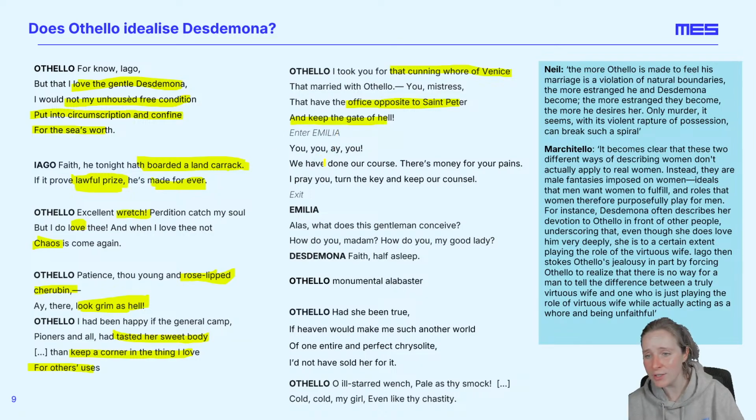And he's saying, "You, you, ay, you! We have done our course, there's money for your pains. I pray you turn the key and keep our counsel." So here again, he is pretending and speaking as if she's a sex worker. After having finished speaking to Desdemona, he calls out to Emilia saying, yeah, here's the money, we're done in here. Close the lock, and here's the money, and we will keep quiet. Yeah, keep quiet about this.